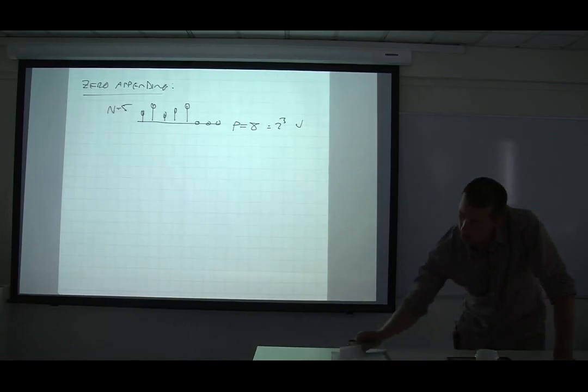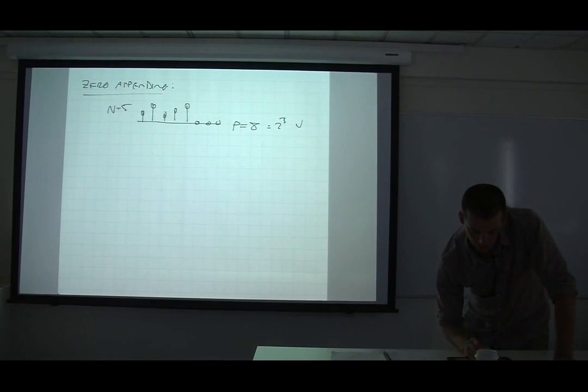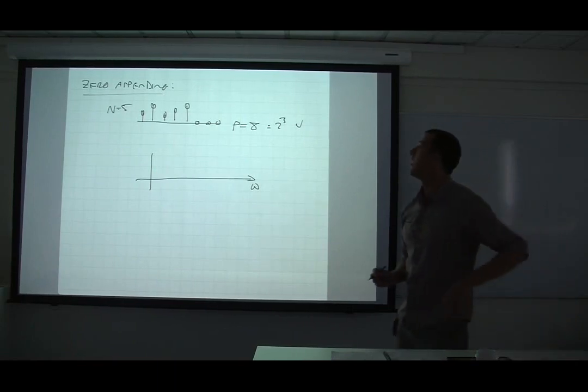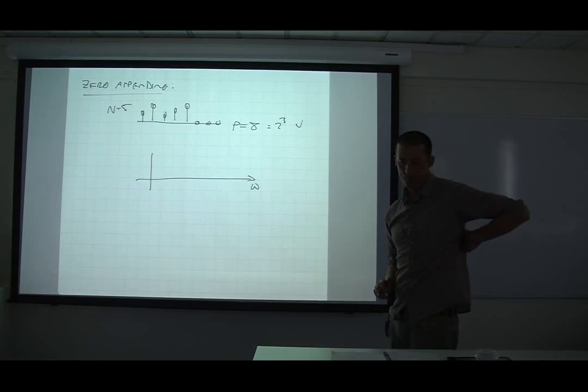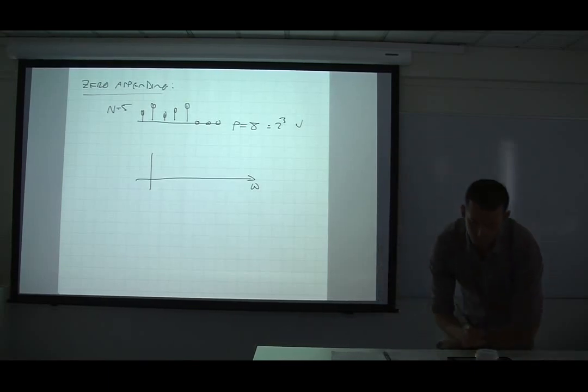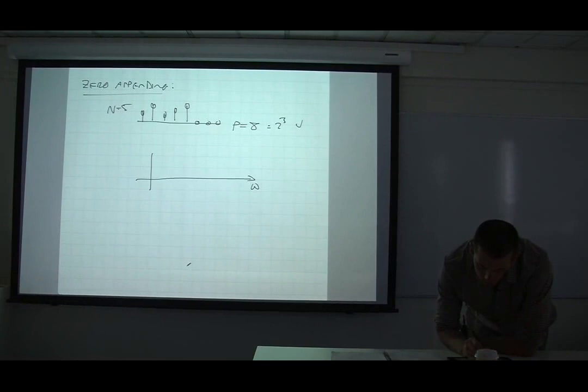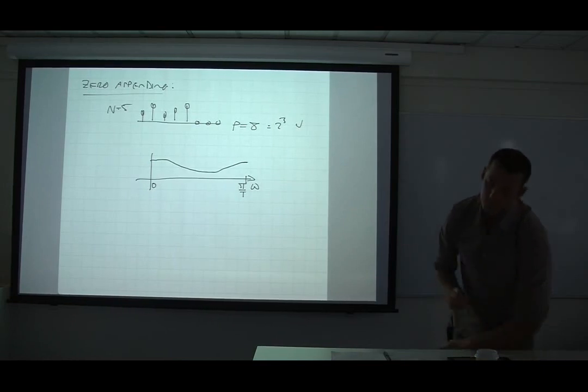Well, it turns out, I guess I'll just draw the picture, and you can go and have a look at the notes if you want. This is not important to you, really, practically. I'll just draw one half of the spectrum. Maybe it looks like this. Okay, let's be careful about this.